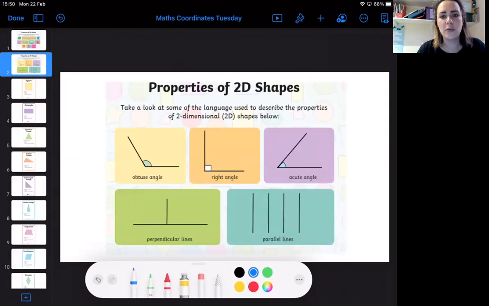When we talk about properties of 2D shapes, there are also other words that we can use and language associated with them. So we have an obtuse angle, an angle that is larger than 90 degrees, larger than a right angle. A right angle, which you can see here, which is 90 degrees, just like the corner of a page. An acute angle, an angle that is smaller than 90 degrees, it's smaller than a right angle. We have at the bottom here a perpendicular line, so it's a line that's at a right angle at 90 degrees to another line. And a parallel line, a line that is next to another line, but if you were to continue to draw them, they would never meet.